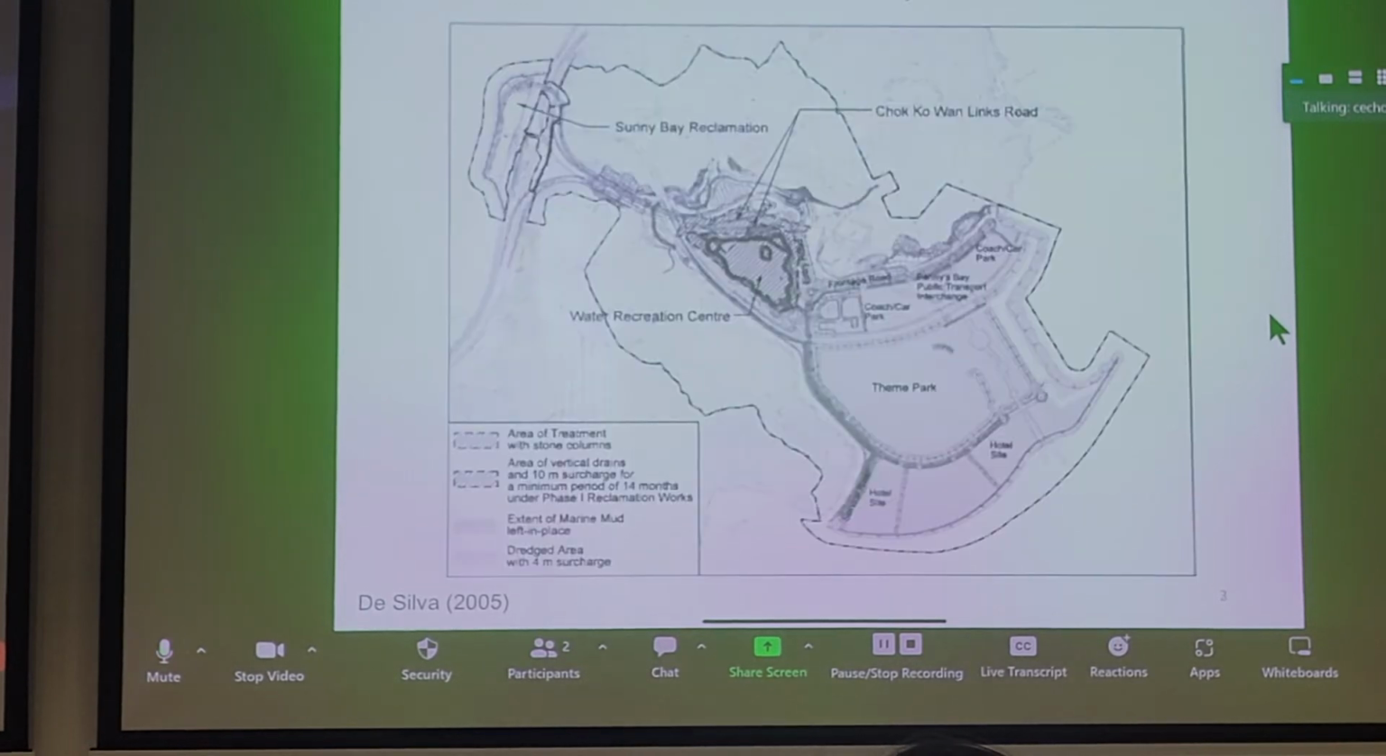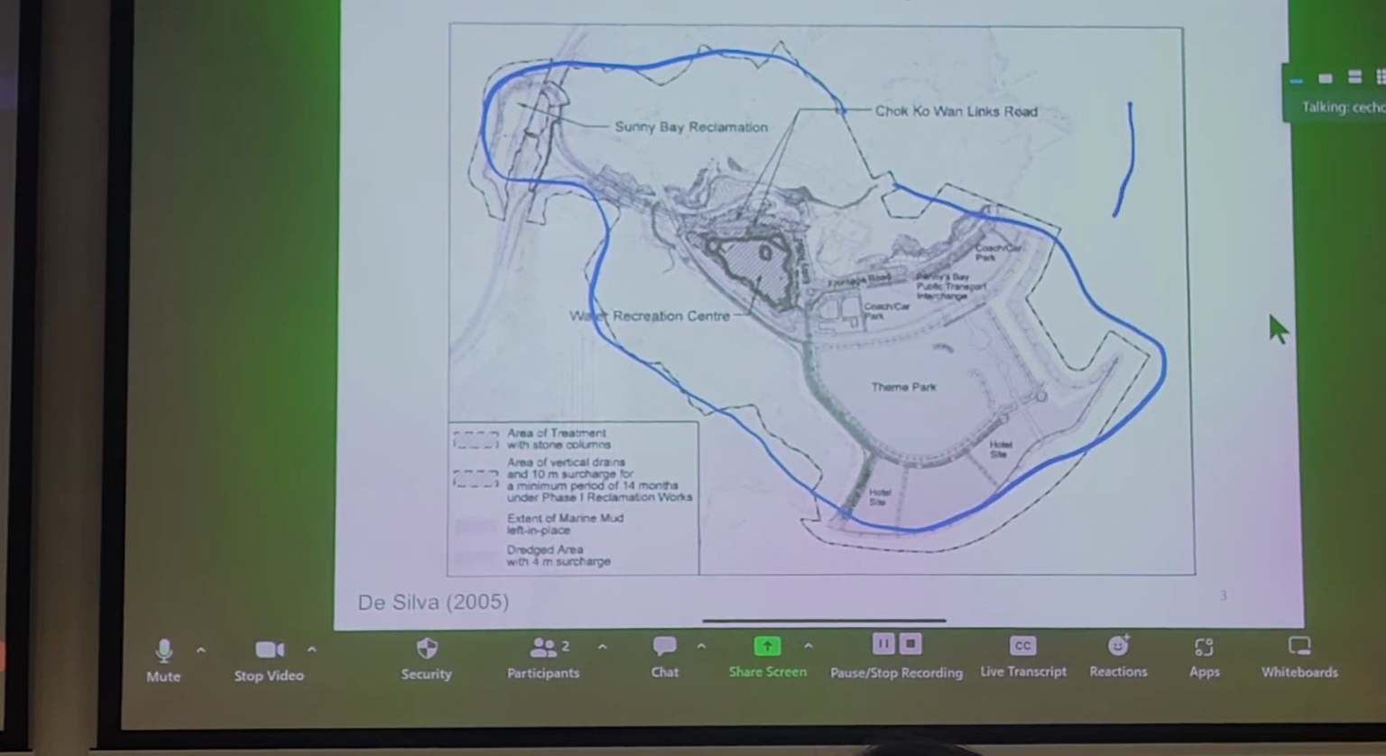Now, here's the map of Penny Bay reclamation. This entire area is the reclaimed land. This was basically all ocean before, and the water just flowed through here from the sea, and there's not a lot of wave action. So a lot of the settlements were quite slow, and they could settle very slowly, meaning there's a very thick layer of marine deposit in between here.